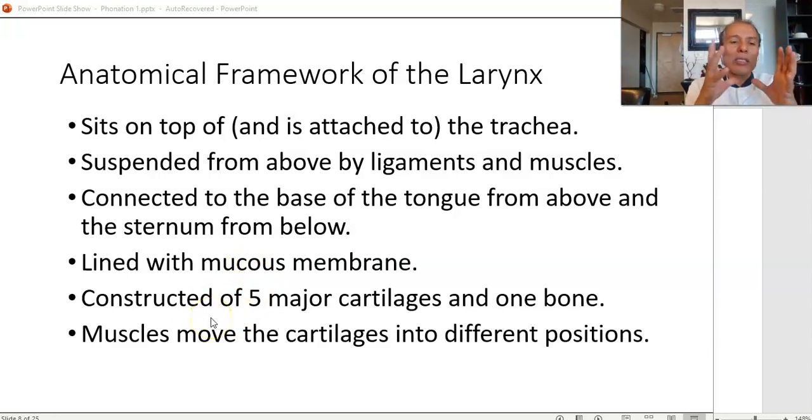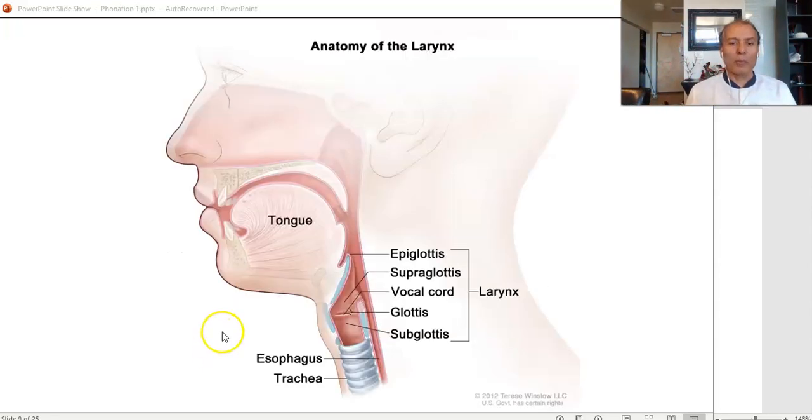So the larynx consists of 5 major, and I emphasize the word major, 5 major cartilages and 2 pairs of small cartilages and the single bone, that is the hyoid bone. Again, there's a set of muscles that move some of these cartilages so that they can bring the vocal folds together and seal them so that you can produce speech.